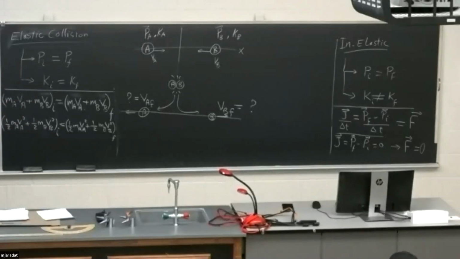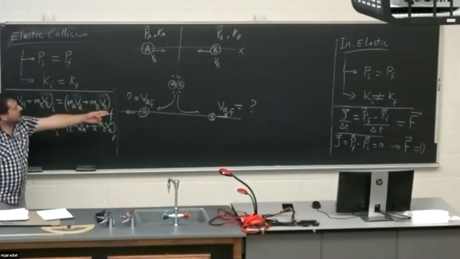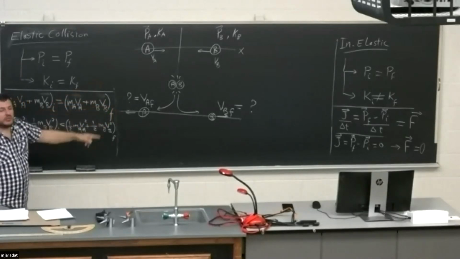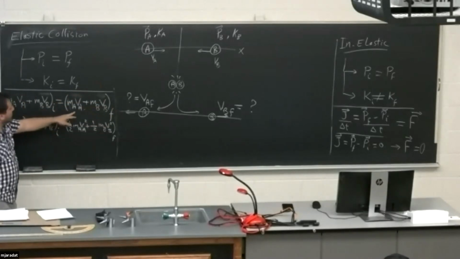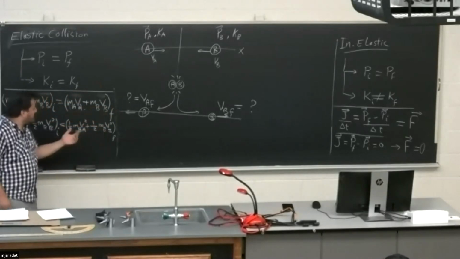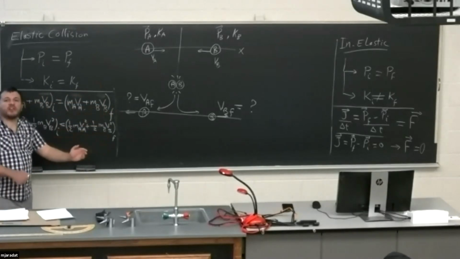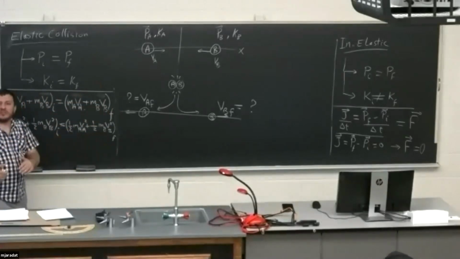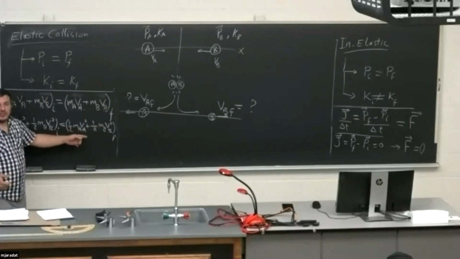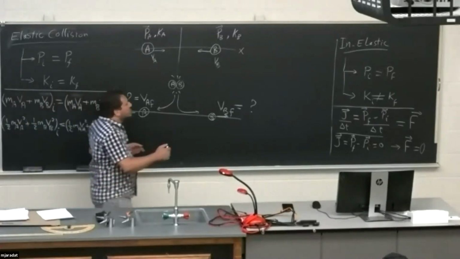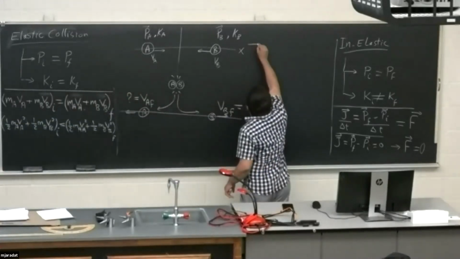Okay, what else? As we see, we have 2 unknowns, which are the velocity of A and B after. But if you look here, we have a square value. This will give us positive and negative values, and the equations will be more difficult. Because of that, we can assume the next point.